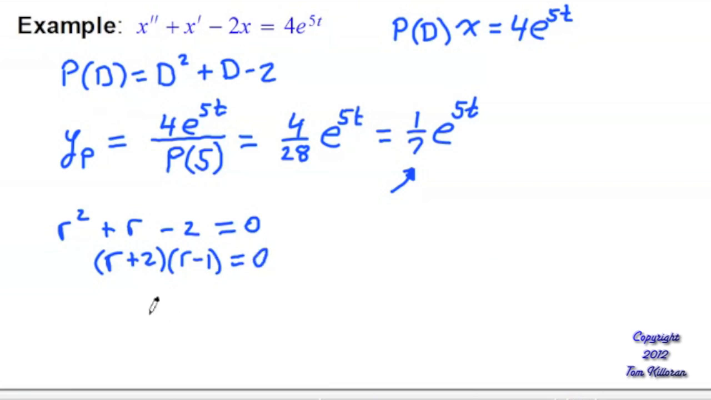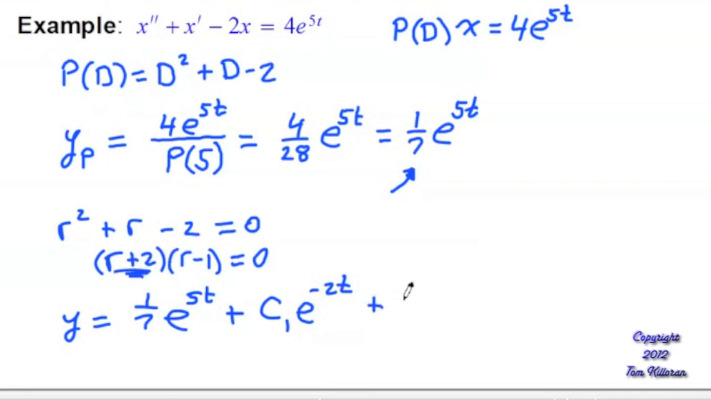This is a little review stuff. So this gives us a solution where we add together our characteristic answers and our particular solution. I'll put the particular first. So 1/7 e to the 5t plus c1 e to the negative 2t, that's from this one here, plus c2 e to the t, and that's from this one here. And that would be a solution to this differential equation. Kind of neat.